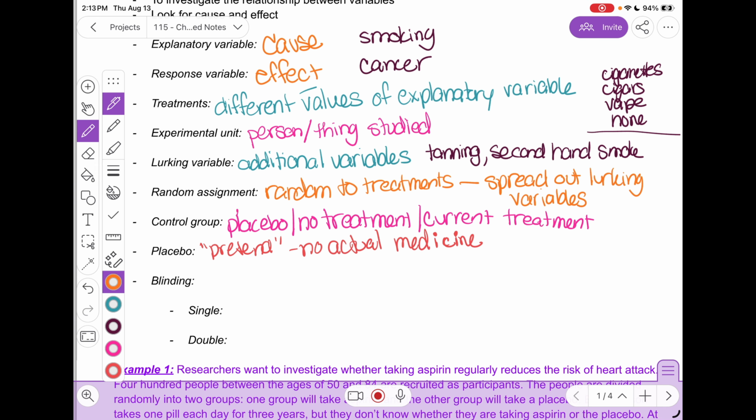Blinding is when you're masking, that's what I was just kind of talking about, to prevent what's called a placebo effect. The brain is a magical thing, and it can heal itself and it can do things just because it thinks it's getting medicine. So think about like little kids when they get hurt and you give them a Band-Aid and they magically feel all better.